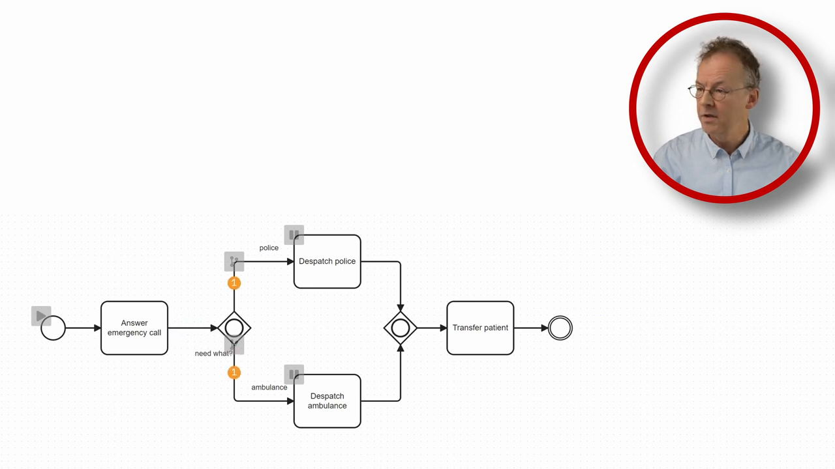Answer emergency call is finished, and we have dispatch police and dispatch ambulance. So we complete dispatch ambulance first, and now the OR join waits for dispatch police, and then we transfer the patient. Unfortunately, we cannot implement this in Camunda because an inclusive gateway with more than one incoming sequence flow is not supported by Camunda 8.3.